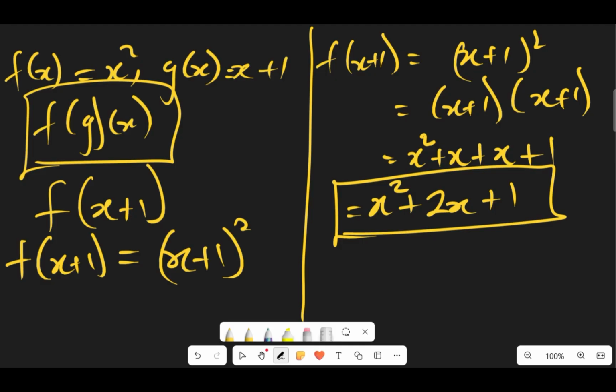Now we have looked at how to find the value if they give us maybe f of 3 or f of 5 or whatever, and we also looked at composite functions.